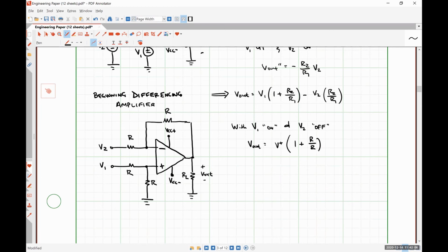So it's going to be twice whatever the voltage is at the non-inverting input terminal. So what does that voltage divider circuit do? If we have V1 here, what's the voltage at the non-inverting input terminal? V1 over 2. So using superposition, with V2 off, V out is exactly equal to V1. All right.